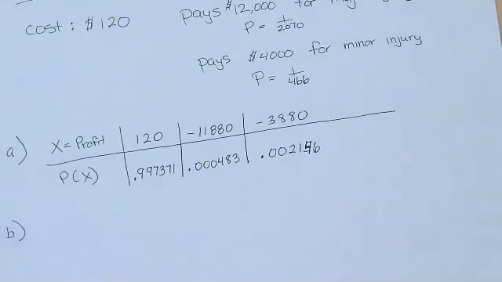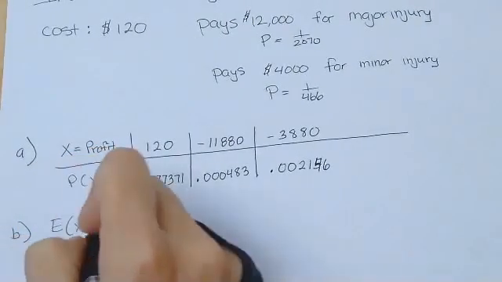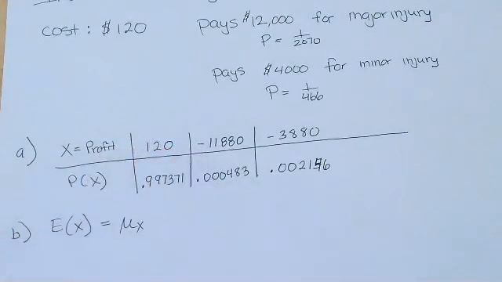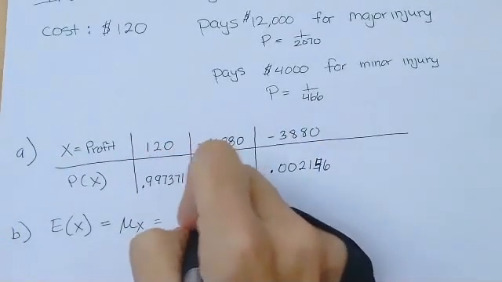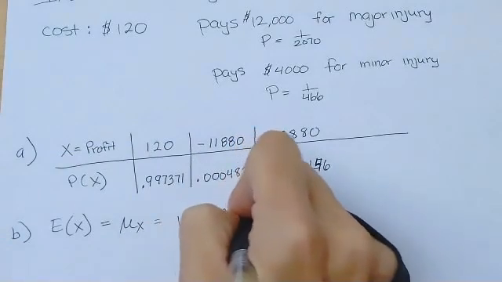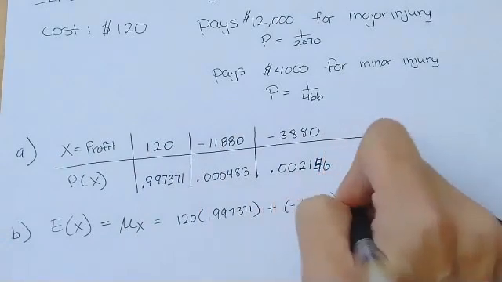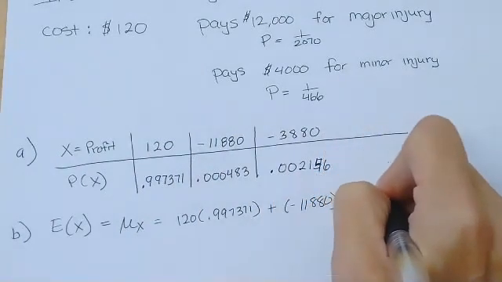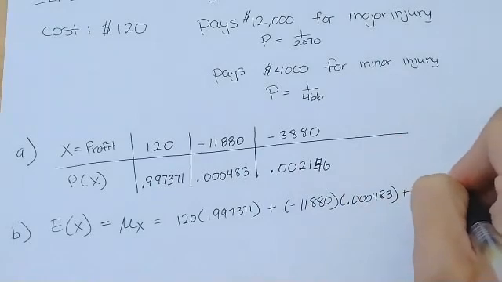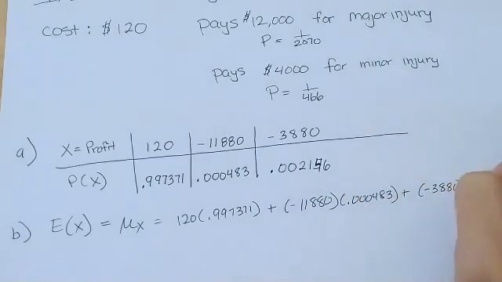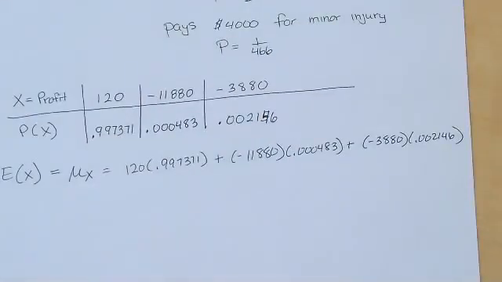Part B says find the expected profit. Expected profit is the mean. So the expected profit for X, also called the mean of X, would be that times that, that times that, that times that, all added together. So I'm going to take 120 multiplied by 0.997371 plus negative 11,880 multiplied by 0.000483 plus negative 3,880 and multiply that by 0.002146. Okay, that's going to get me my expected profit.